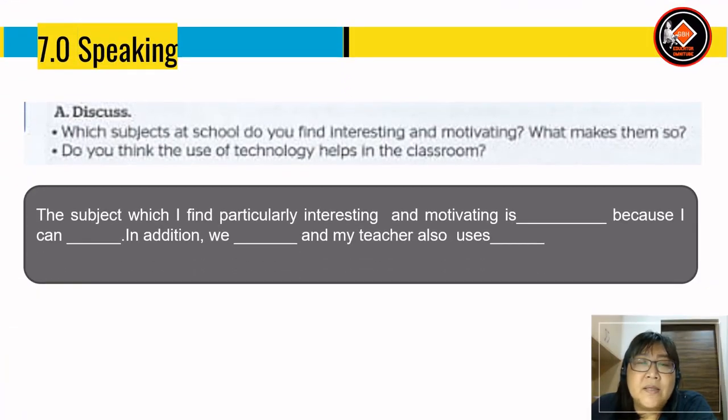Dear pupils, the next skill we are doing is speaking. So now you have to discuss which subjects at school you find interesting and motivating. What makes them so? Do you think the use of technology helps in the classroom? So you can write or you can say or use this sentence in your conversation. The subject which I find particularly interesting and motivating is ... because I can ... In addition, we ... and my teacher also uses ... So you can use this example to have a conversation in class.